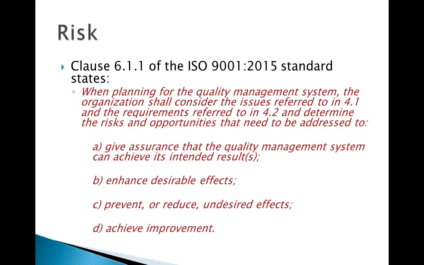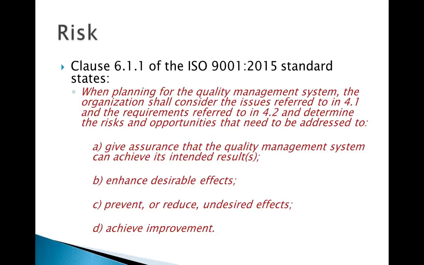And I do want to emphasize that both of those terms are used here, risks and opportunities. This is not just about avoiding bad stuff. It's absolutely also what are good things that are happening. What are things that we can, as subclause B says, enhance desirable effects. Because in both cases, if you're avoiding things that are bad and enhancing things that are good, you're going to achieve improvement, subclause D, and you're going to have assurance that the quality management system can achieve its intended results. It's very much still a results-driven standard.